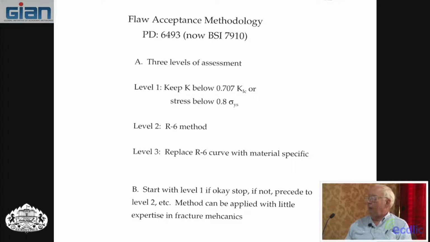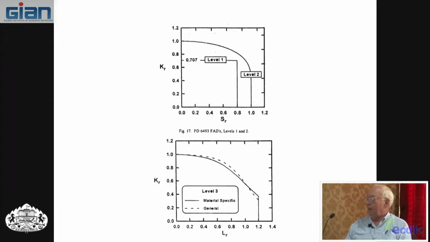Now, for level 3, you have to have a material specific curve. It's down here. People who develop these kind of material specific curves don't tell you how they do it. They just do it and say, here it is, you should believe it. So this is similar to an R6, but notice it goes beyond stress limit of 1.